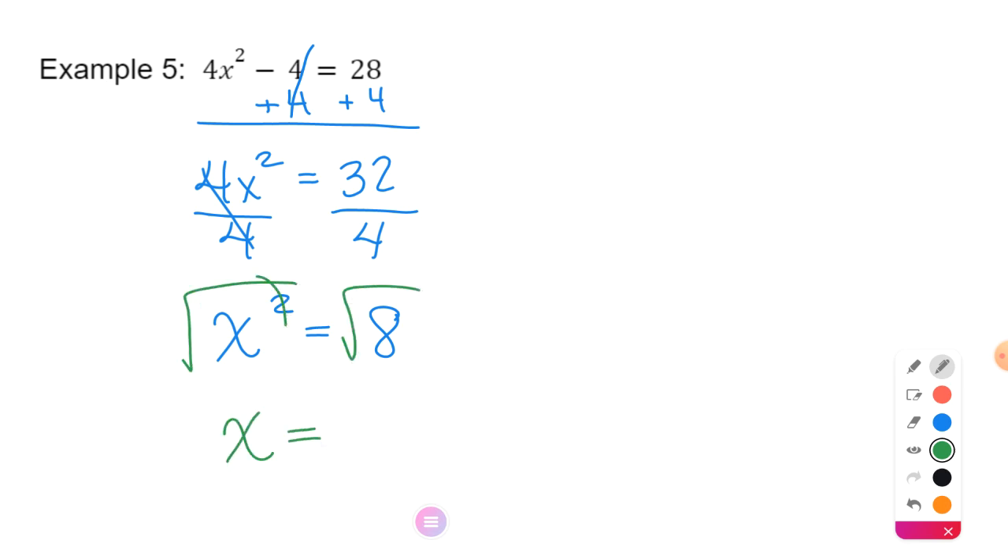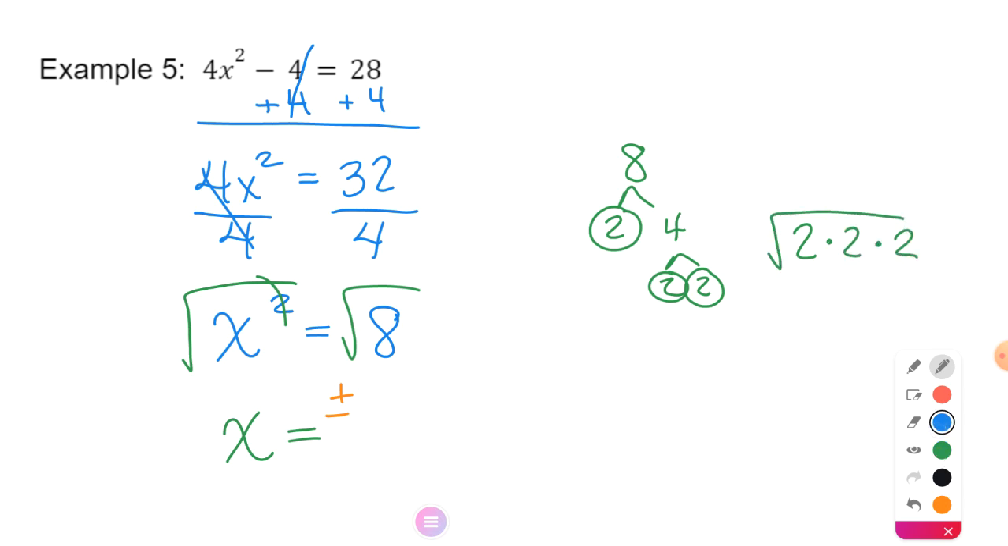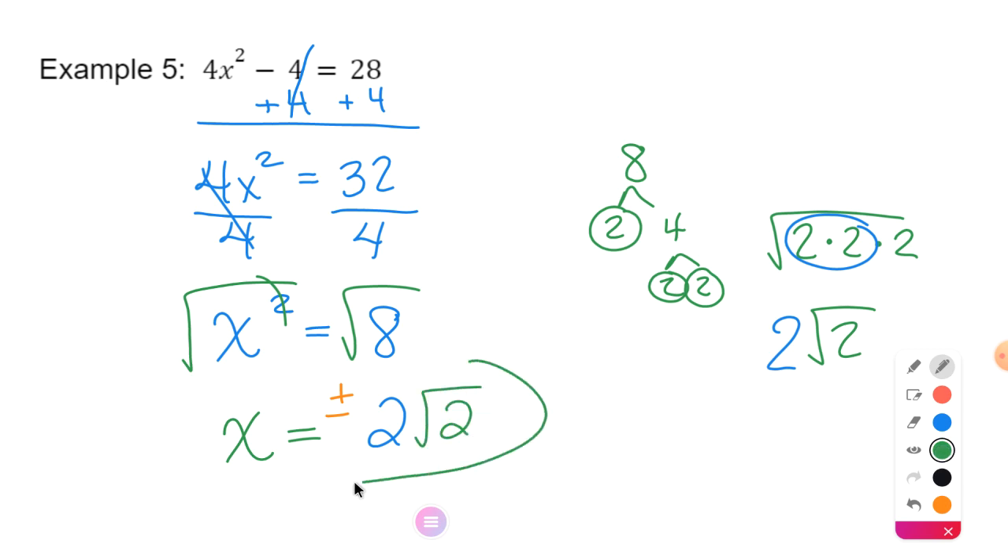Okay, plus or minus. Now, square root 8, let's see, if I make a factor tree for 8, 2 times 4, 2 times 2. All right, let's see, I got a pair of 2's, so that comes out front, 2 square root 2. So there we go. X equals plus or minus 2 square root 2. And we're done.